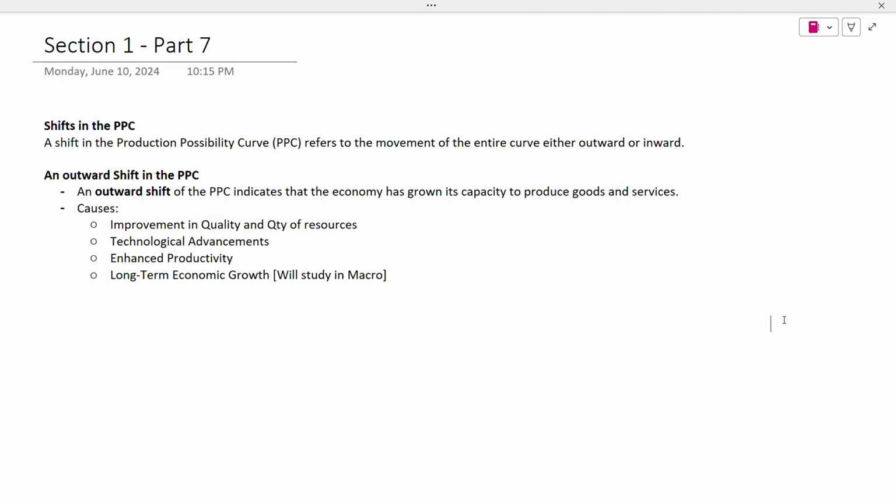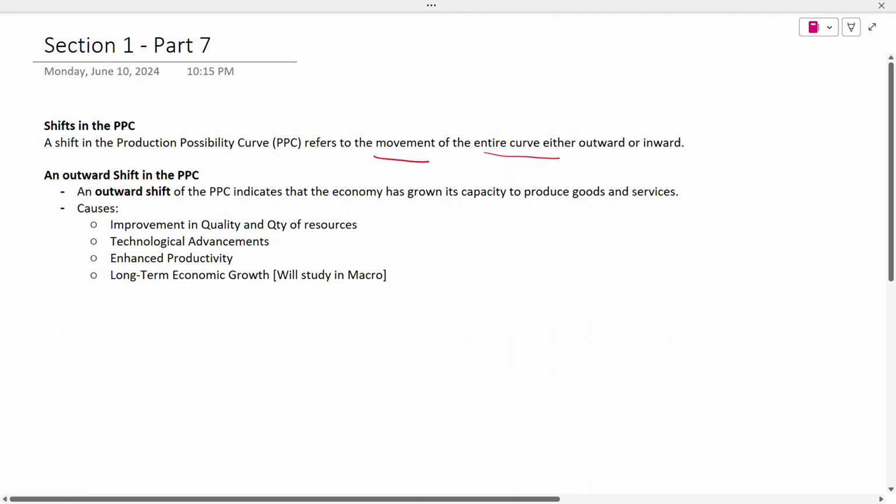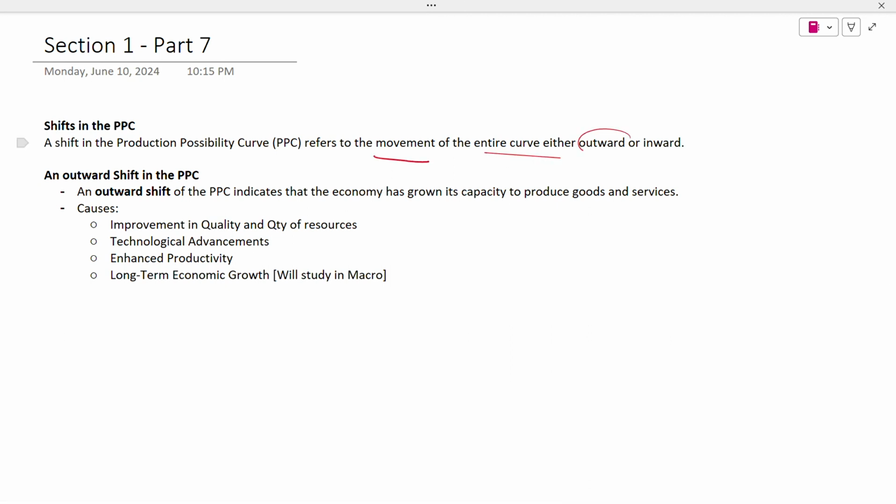Now what we are going to be discussing is the factors that cause a shift in the production possibility curve. Remember that a shift in the production possibility curve means a movement of the entire curve, either an outward or an inward shift. An outward shift would mean that your economy has grown, which means that your productive capacity, or your productive potential, has increased. Now, what does productive potential mean?